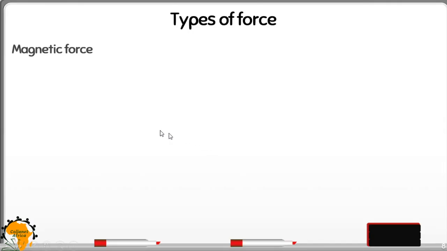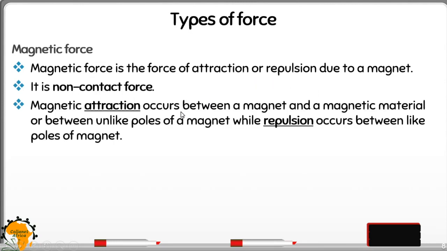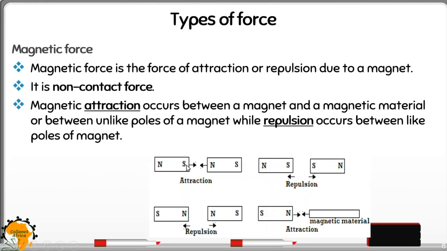Then we move to magnetic force, and this is the force of attraction due to a magnet. It is a non-contact force, and here we need to know when we have attraction and when we have repulsion. And for us to understand that, I want us to look at this diagram. Whenever we have south and north, there is attraction. Whenever we have a magnet and a magnetic material, there is attraction. But when we have a south and a south, or a north and a north, there is repulsion.